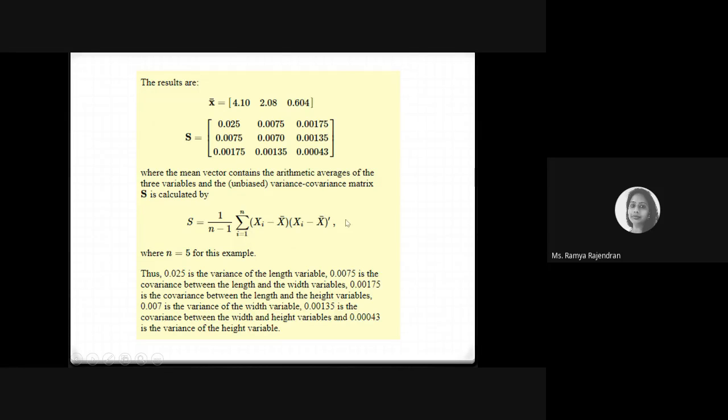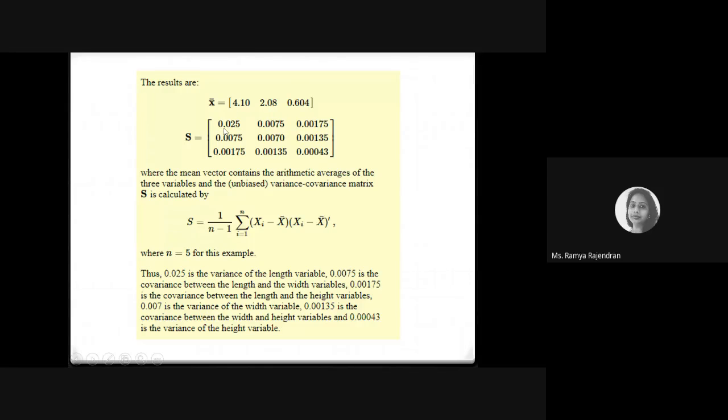Okay, so with this formula we have computed these values and arranged them in matrix format. We call this a variance-covariance matrix. The diagonal elements of this variance-covariance matrix are the variances, and these are your covariances.